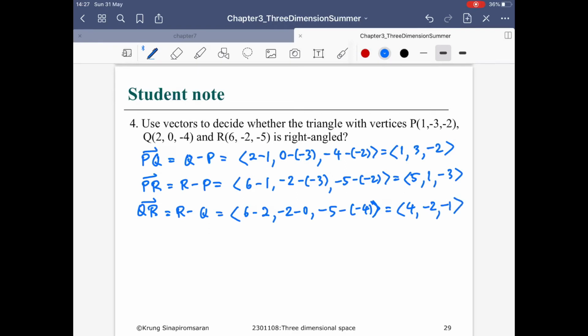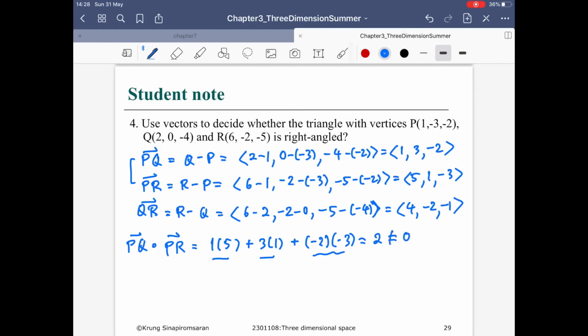Okay, and what you are going to do is check the dot product between them. So for example, PQ and PR, these two: you got 1 and 5, you got 3 and 1, and you got -2 and -3, so you have 5, 3, and 6... so you have 2, it is not 0, so they are not perpendicular to each other.